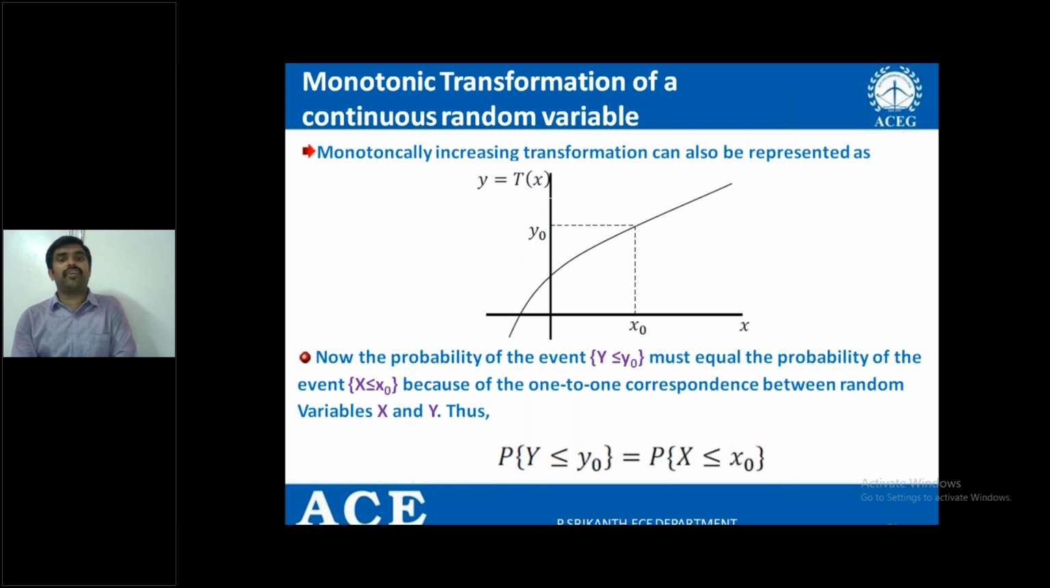So the probability of y less than or equal to y naught is equal to the probability of x less than or equal to x naught. That is called transforming the random variable x to a new random variable y. Understood? That is, the relation between x and y is an increasing function, a monotonically increasing function.